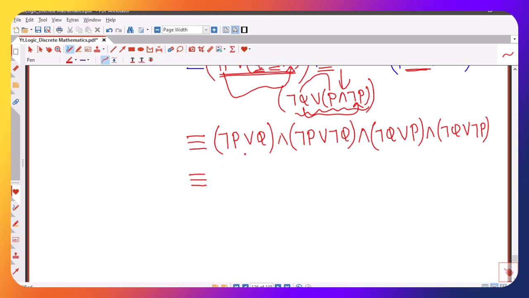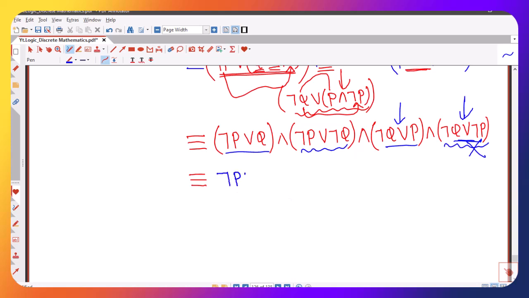Now I can check whether any max term is repeating or not. So let me check. Here I have negation P or Q, and there is no other negation P or Q. Similarly, here I have negation P or negation Q, and this is also equivalent to this one. Using commutative law, I can rewrite this as negation P or negation Q. So we will not repeat max terms, and this is negation Q or P, and there is no other max term which is similar to this.